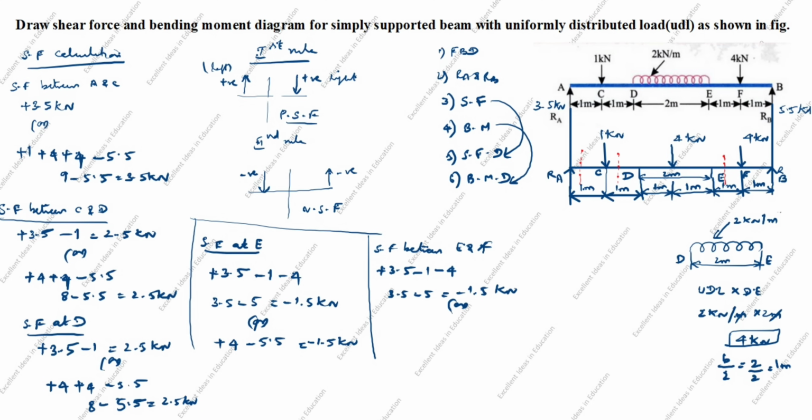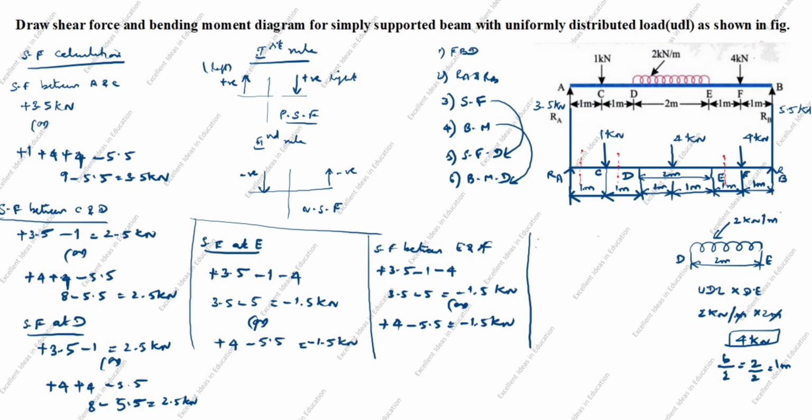Now we will calculate the right side. Right side, you see the arrow comes down. Right side, comes down is positive. Plus 4. You see the RB arrow goes up. Up on the right side is negative. Minus 5.5, equal to minus 1.5 kilonewton.